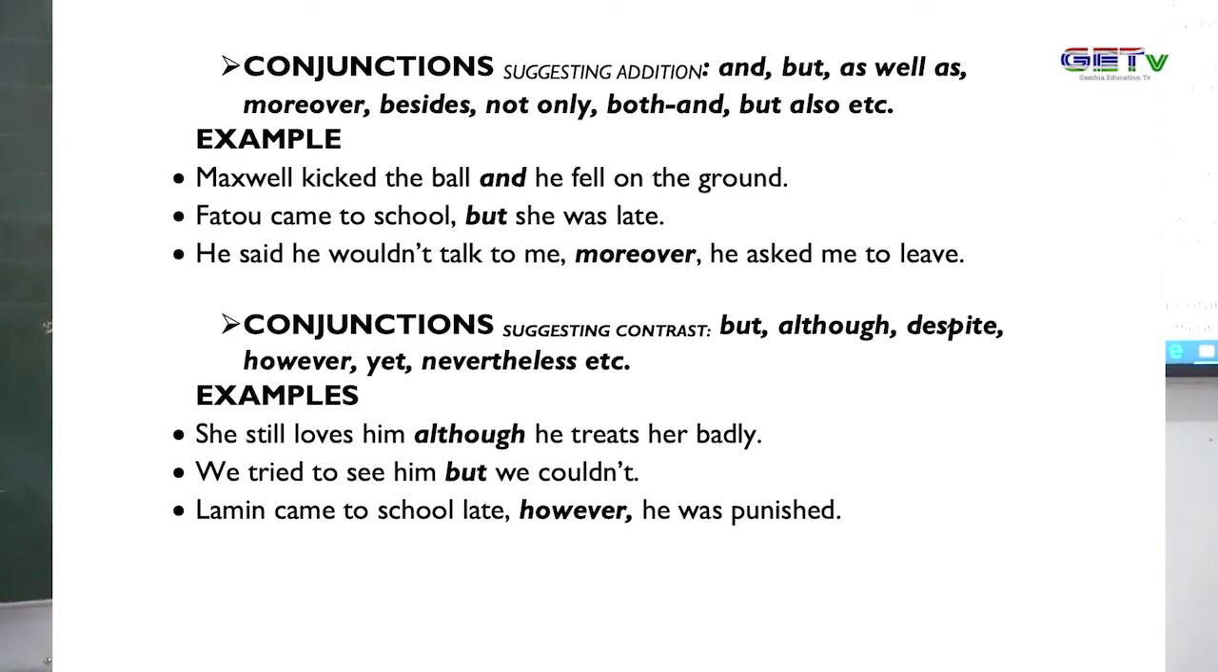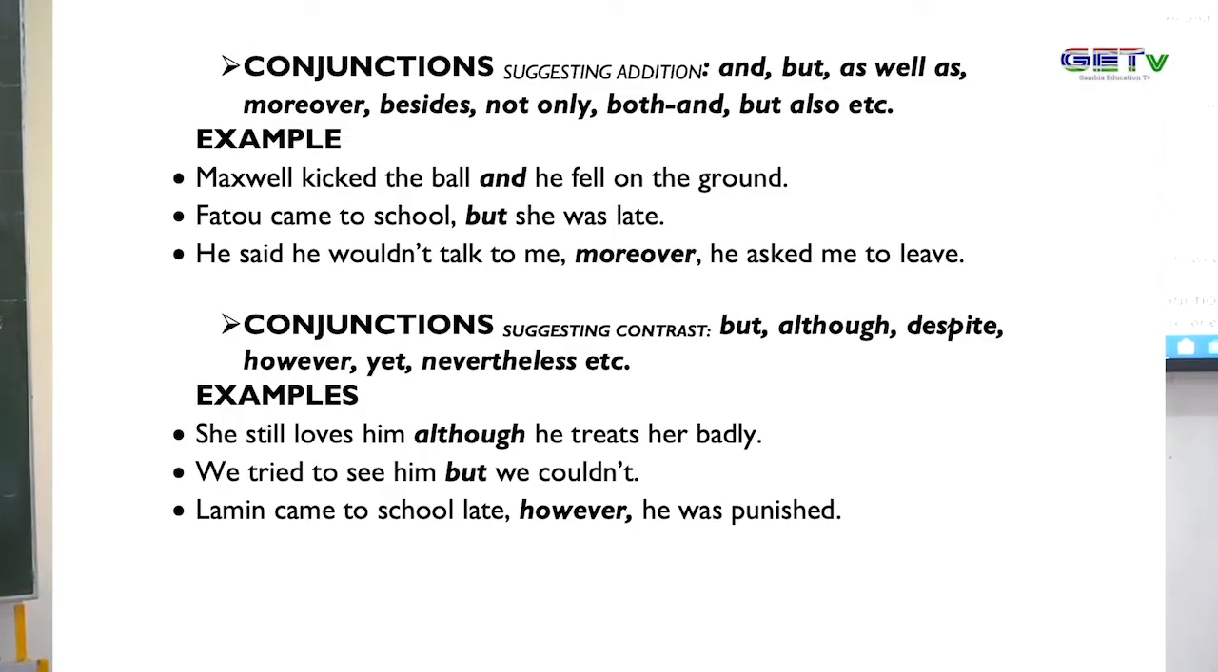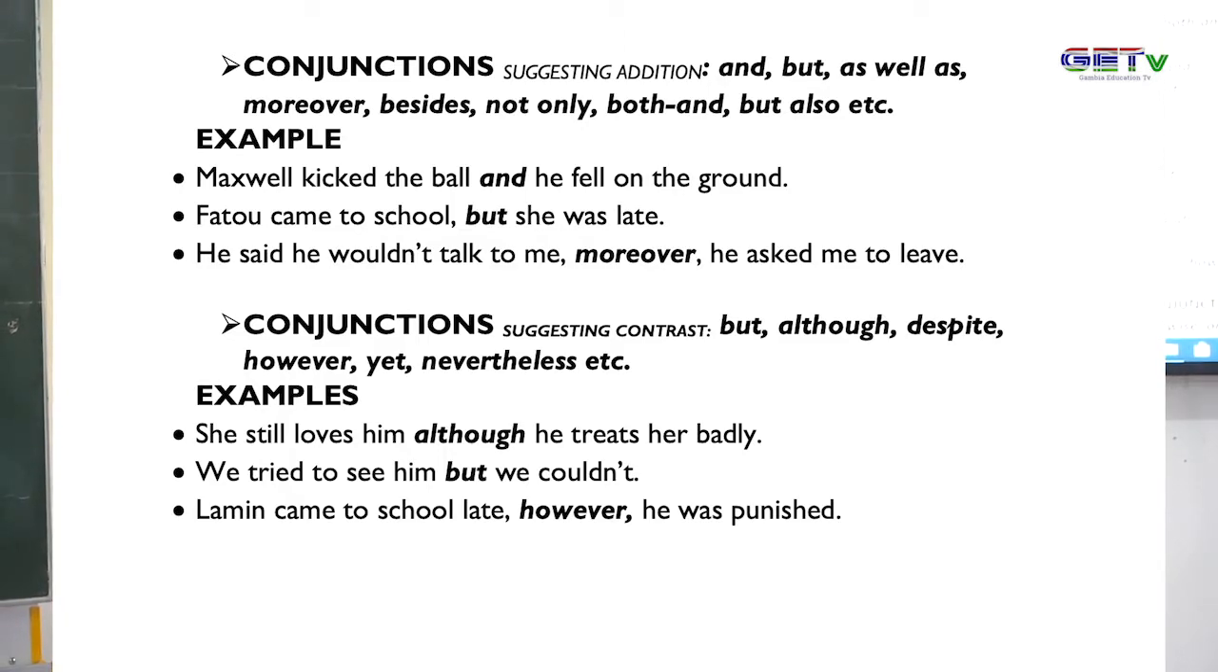From there we have the third example: He said he wouldn't talk to me. Moreover, he asked me to leave. So when you look at this, also we have two sentences there, and we have "moreover", which is acting as a connective, trying to link the two sentences. From there, we proceed to a different category.